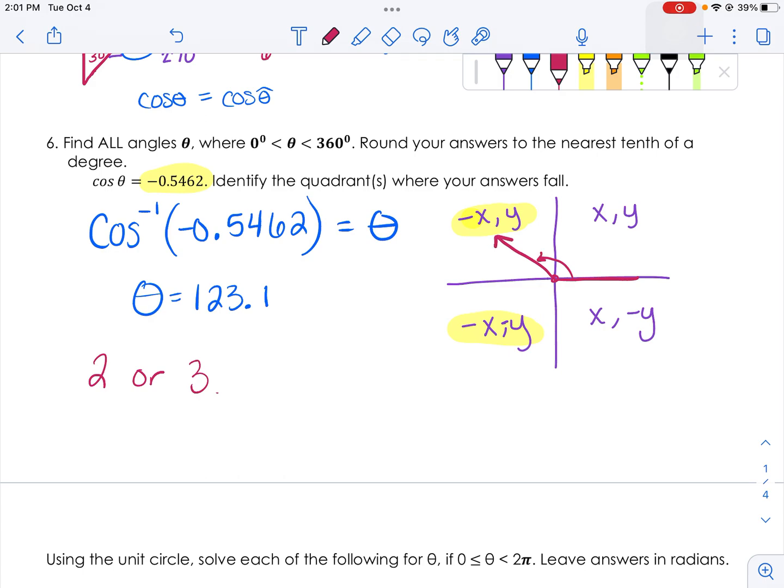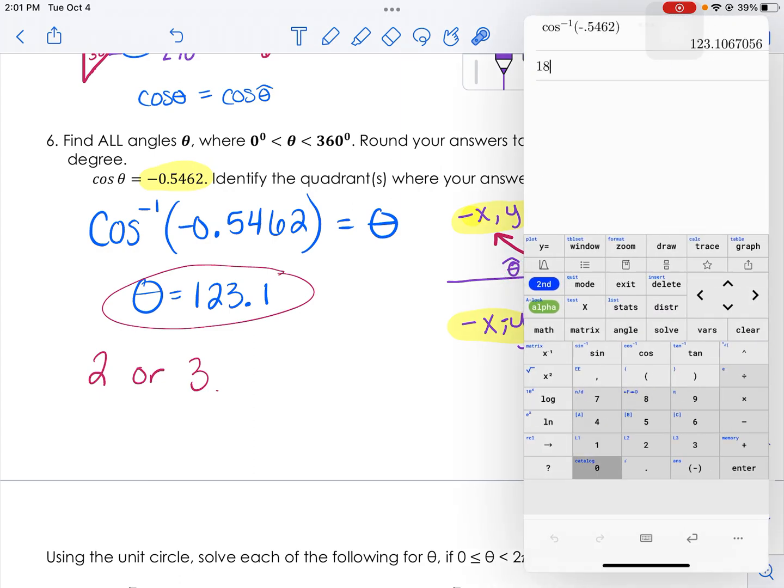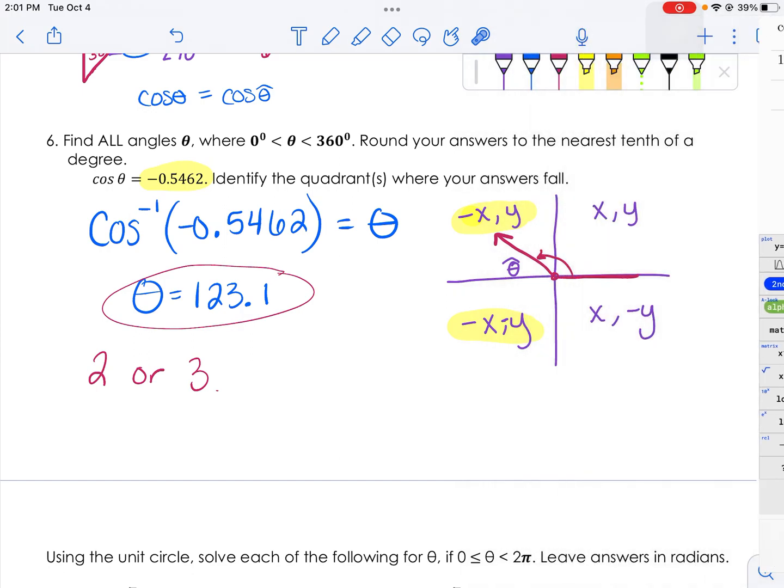If I want to figure out what angle in the third quadrant, so this is one answer, I need to find the reference angle first. So I'll need to find this angle right here, back with the x-axis. So since those two angles together would make a straight line, I'm going to take 180, take off 123.1 to figure out my reference angle, 56.9.